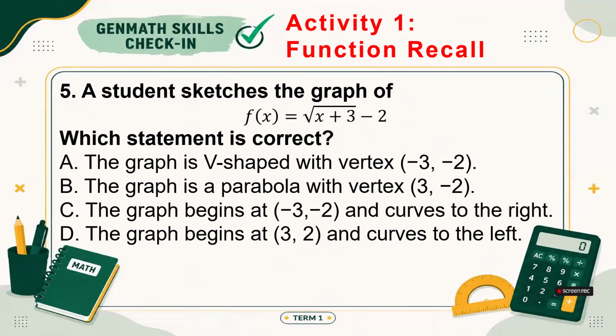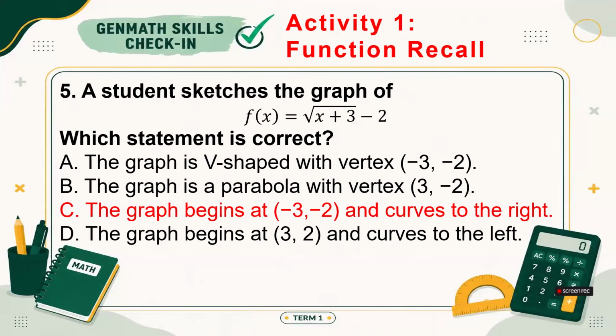So since we have an x plus 3, therefore, the graph will shift 3 units to the left. It's the opposite, right? To the left. And we have a negative 2, which means it will shift 2 units downward. Very good. So the starting point becomes negative 3, negative 2. So if your answer is letter C, then you are right.